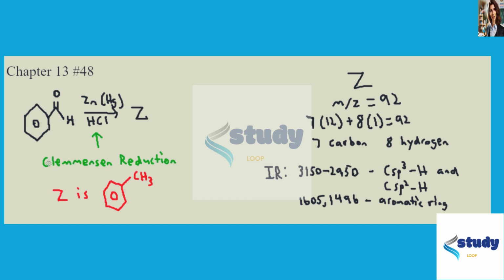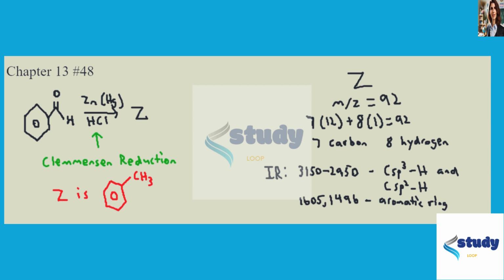So first, what I've written down here in green, these conditions, zinc and mercury amalgam and hydrochloric acid, are what's known as the Clemmensen reduction. And so I've written Clemmensen reduction here in green. And as you progress in organic chemistry, you'll just memorize some reaction conditions and what they do. And so the Clemmensen reduction is a method for reducing ketones and aldehydes to the corresponding alkanes.